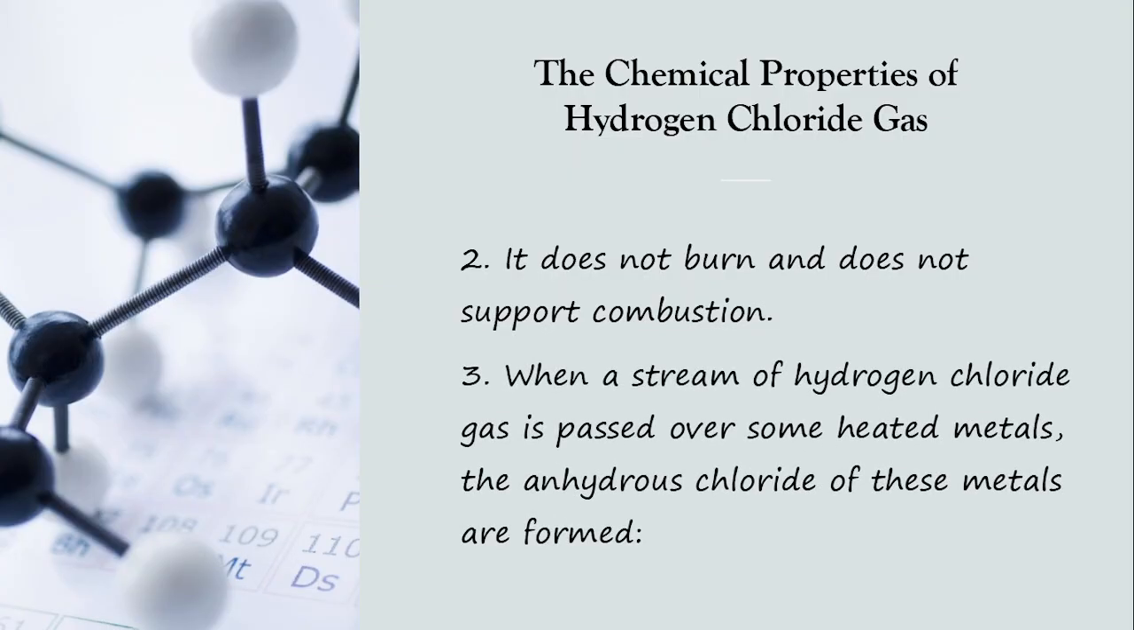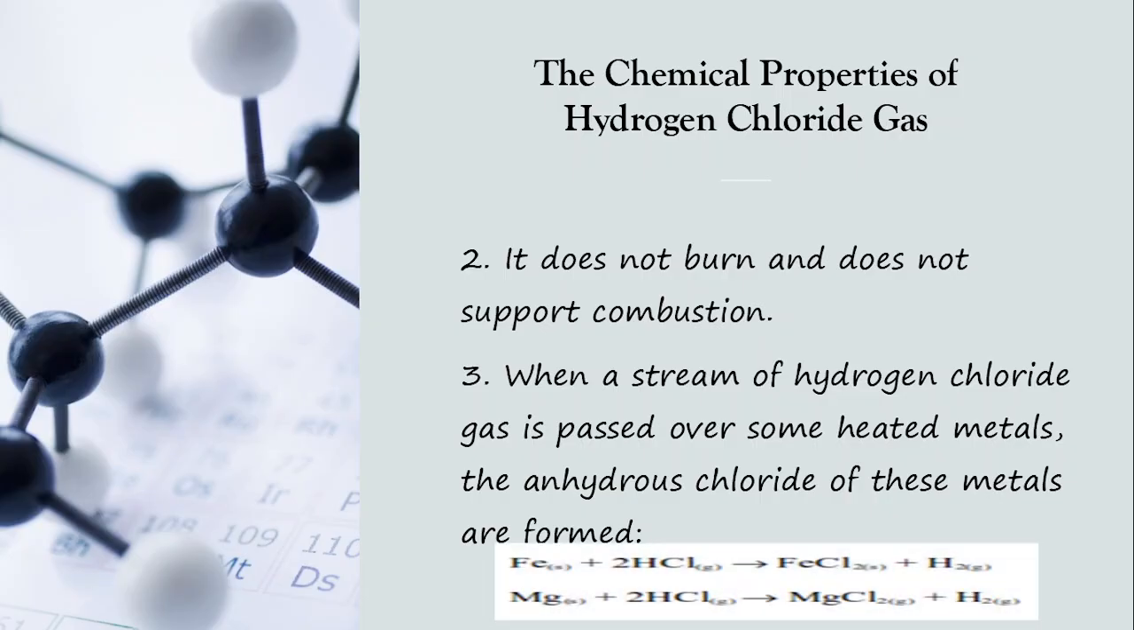The other one is that when a stream of hydrogen chloride gas is passed over some heated metals, the hydrous chlorides of these metals are formed. So when a stream of this gas is passed over some of these heated metals, the chlorides of these metals are formed. And here are the reactions showing how they occur.